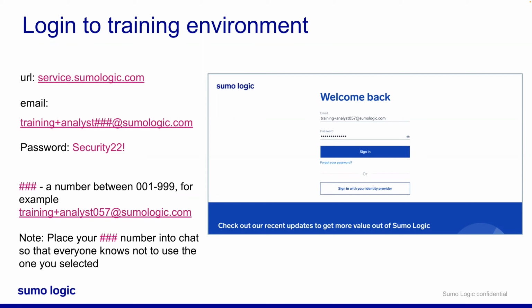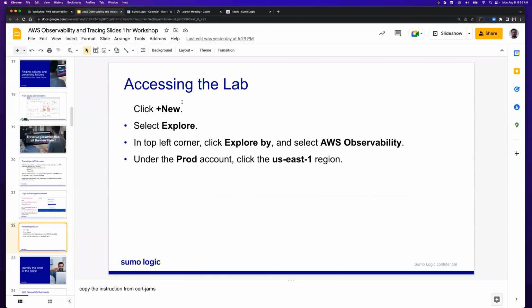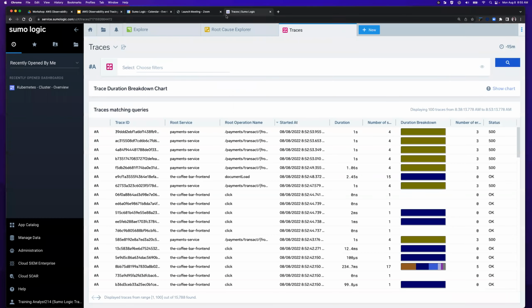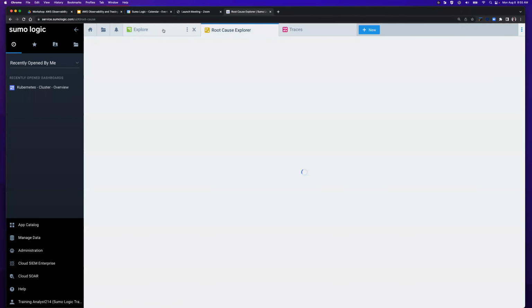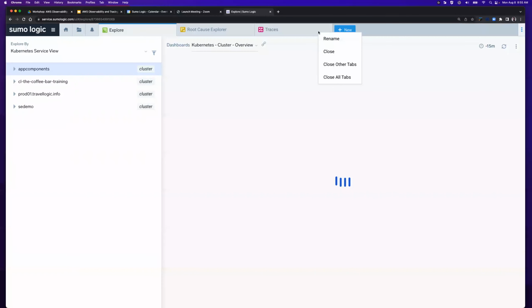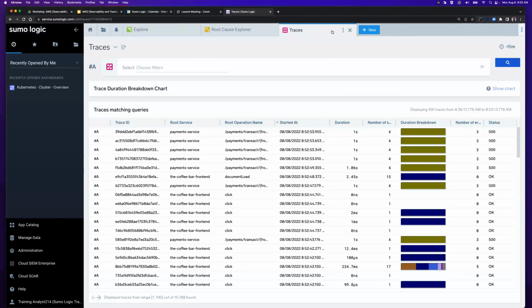All right, I think we're good-ish. Yeah, all right, I think you guys are good. Let me log in first and then kind of show you. So when you get logged in, you might have tabs open. If you do, go ahead and go to one of the tabs and click on those three dots. Hold on. Let me do that again. On the three dots and then close all tabs.